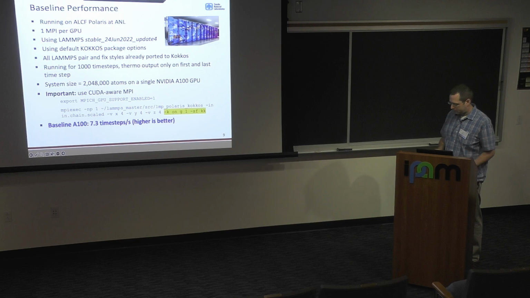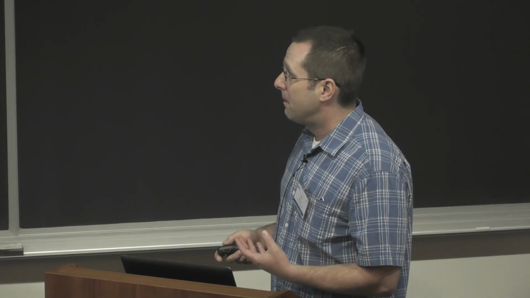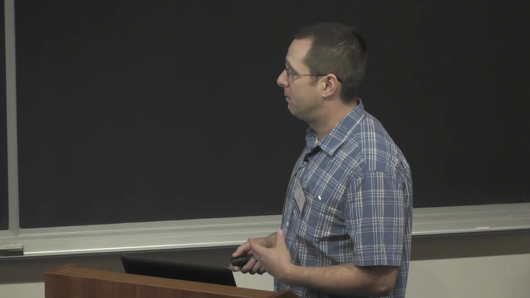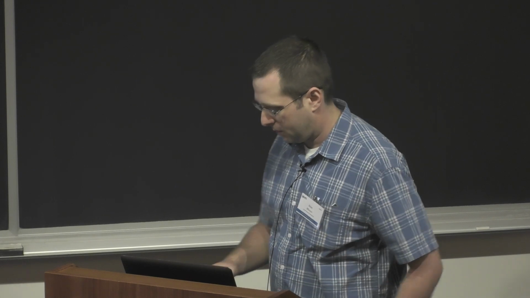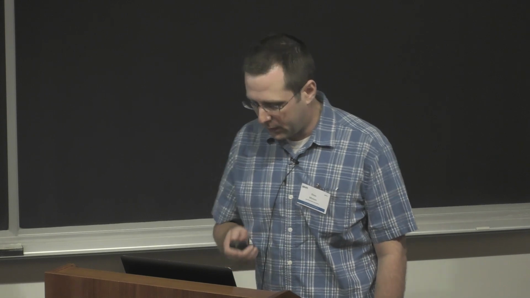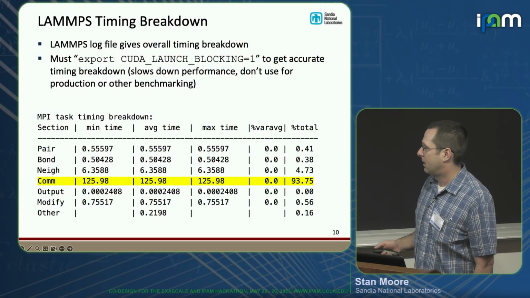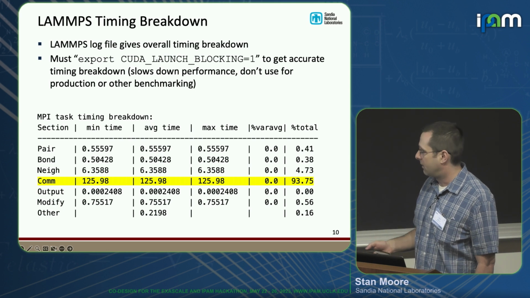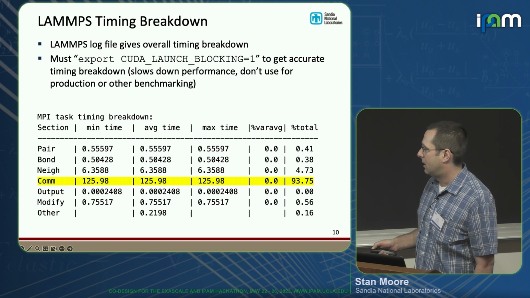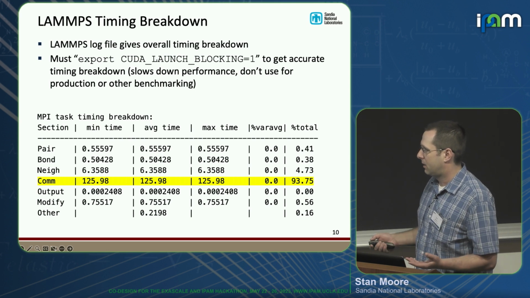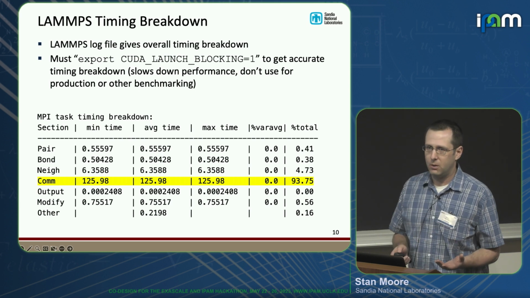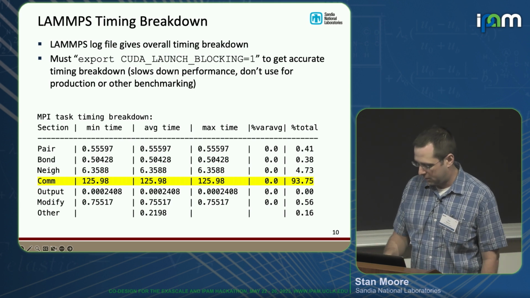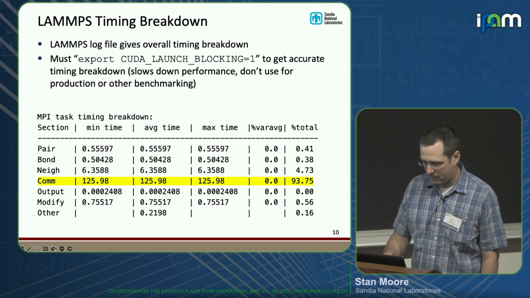So higher is better. I would call this a decent baseline, but also a little naive because there are things that we can do to tune performance. If we look at the timing breakdown in the LAMMPS log file, which is output after every run, we can see that we have a very high amount in Comm. And so that's very troubling. Something is not running well. There should be almost no time in communication because this is only a single GPU. We don't have MPI. There's no message passing going on.